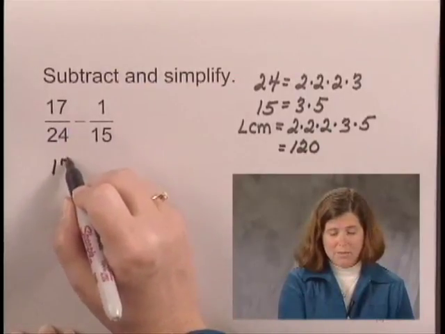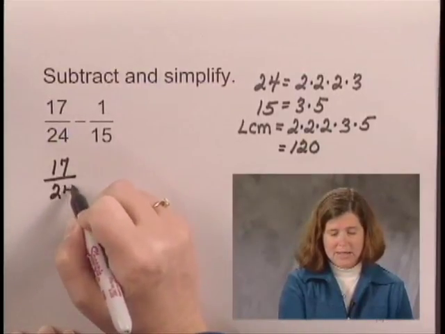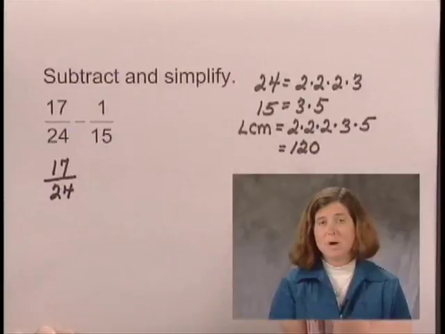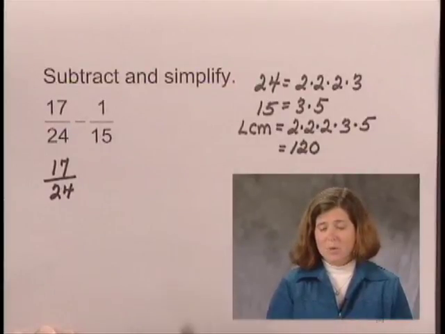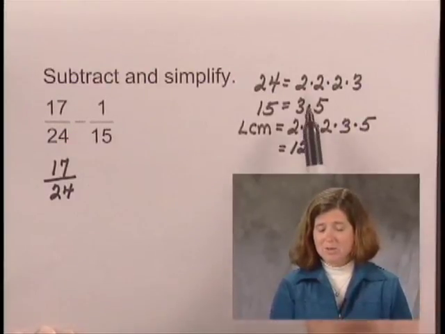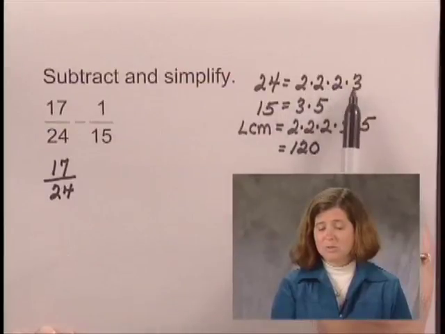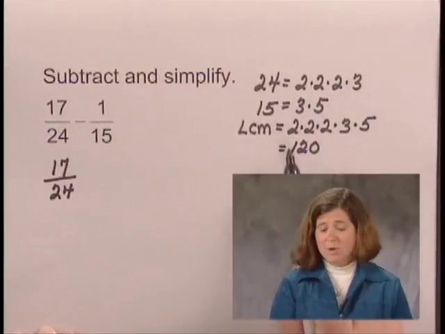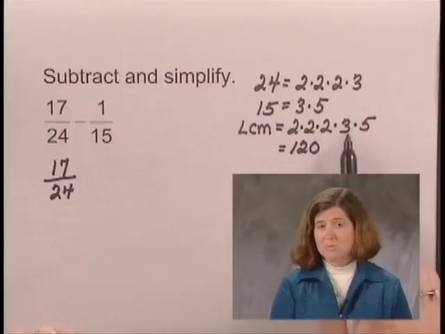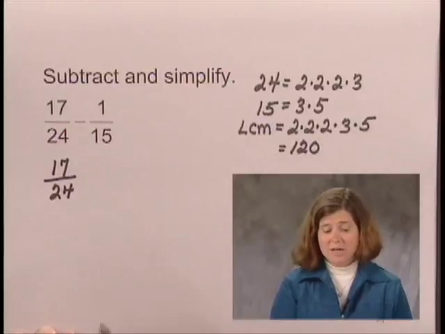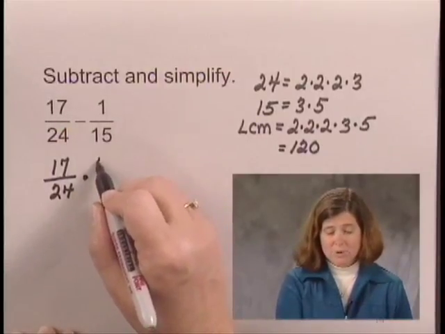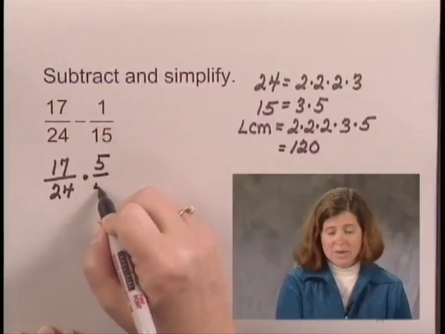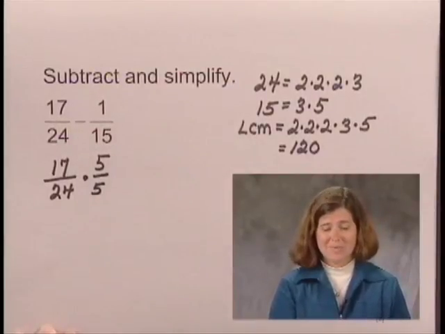To do that, we need to multiply by 1, and we think, 24 times what is 120? Well, an easy way to see that is to look at 24, which is 2 times 2 times 2 times 3, and the least common multiple is 2 times 2 times 2 times 3 times 5, so we need a factor of 5. So we multiply 17/24 by 5/5.